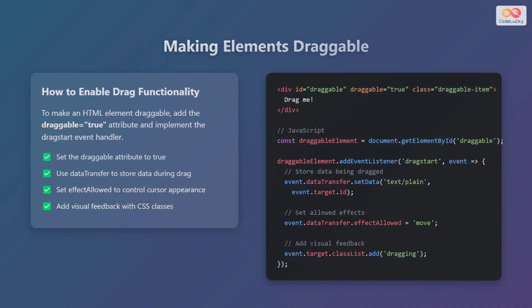Let's learn how to make elements draggable. To enable the drag functionality for an HTML element, add the attribute draggable equals true and implement the drag start event handler. So set the draggable attribute to true. Use DataTransfer to store data during the drag. Set effect allowed to control the cursor appearance. Add visual feedback with Cascade styling sheet classes. In the code, you can see that the draggable attribute is set to true for a div element, and event listeners are added to call functions on drag start.